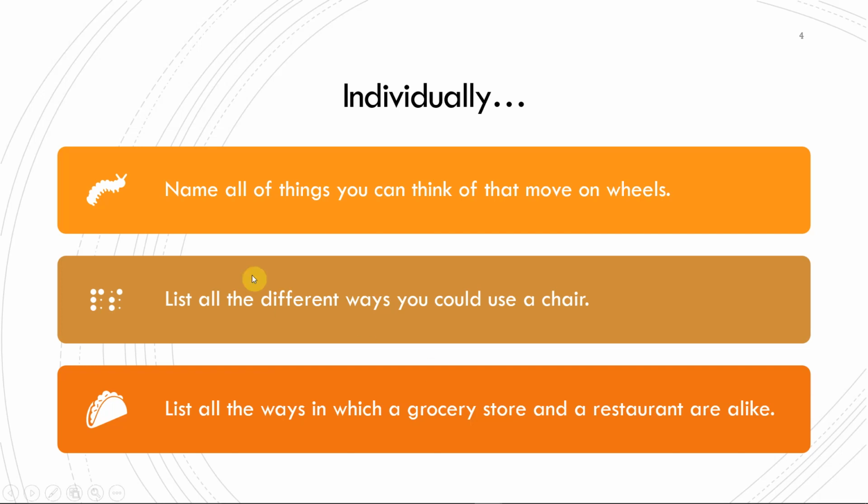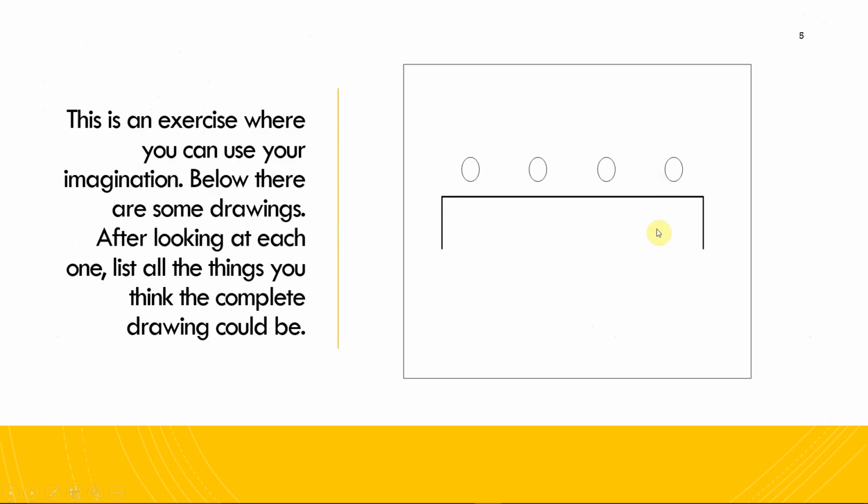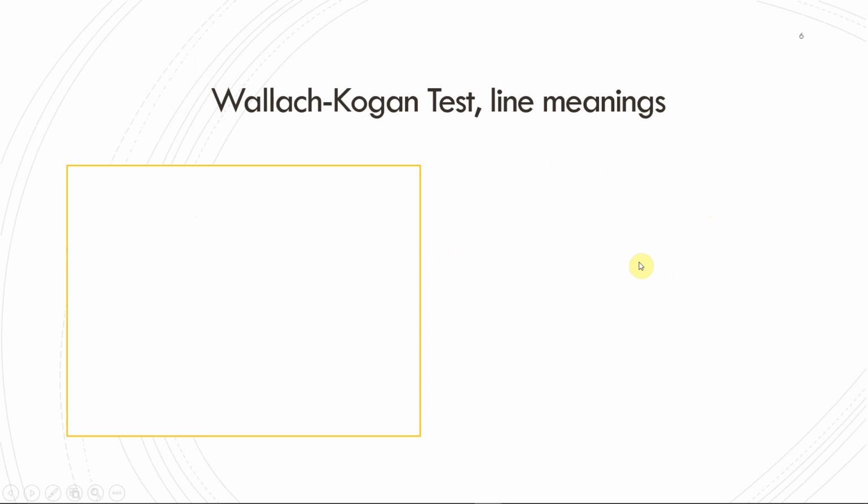You can do things where you name all the things that you can think of that move on wheels, or list all the different ways you could use a chair. There are tasks where you see abstract drawings and you have to write down all the different things that you might think it is. Some people see a stove, right? These are the dials. Some people see the top of a truck with some lights. There have been a lot of different ideas. You can even rotate this and see if you see something different. Like if you rotate it, maybe you see the side of a notebook.